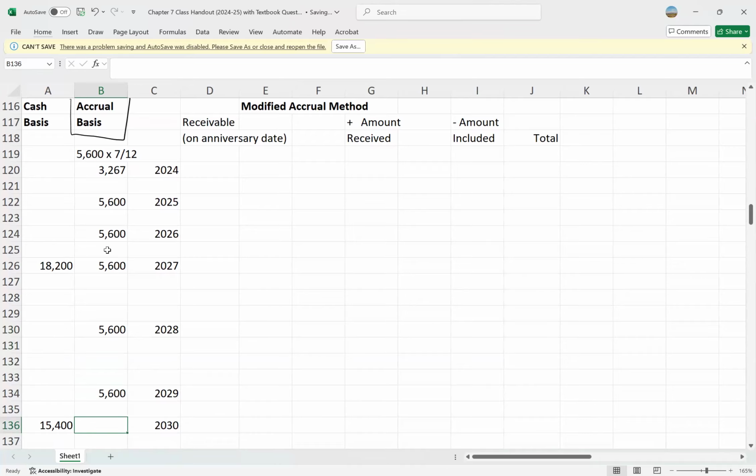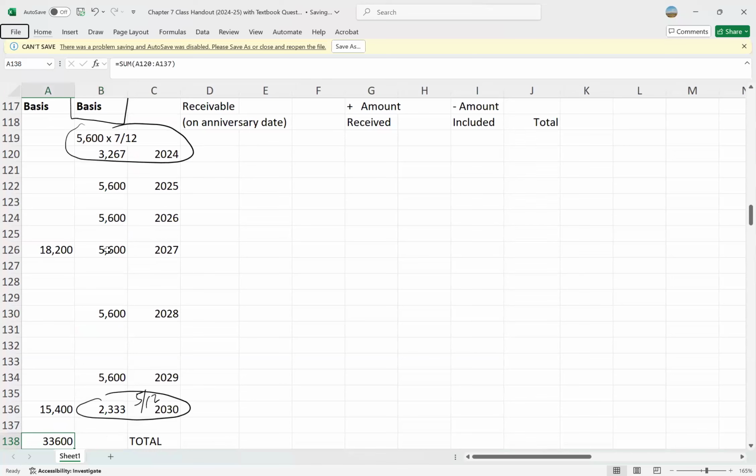But then for the last year, once again, it would only be for 5 months, right? Because remember the first year, it was a part year. For the last year, it would only be for 5 over 12 months times 5,600. So for that last year, we would have 2,333. Now, if you add up the totals under accrual accounting, we would also get 33,600.